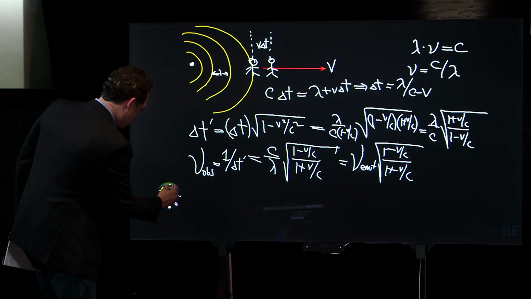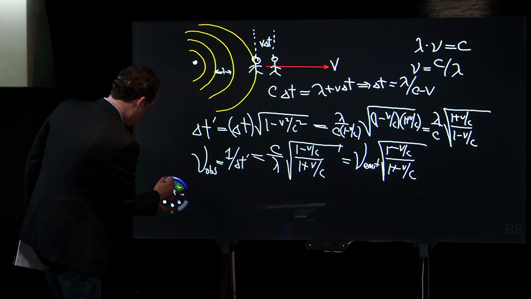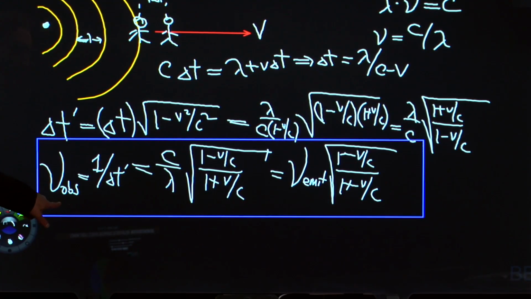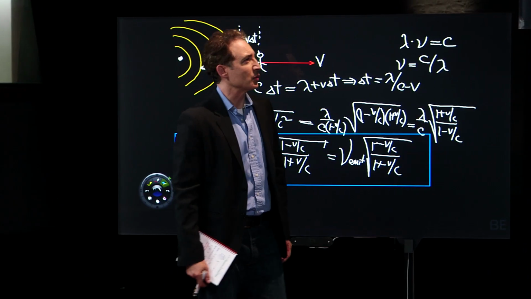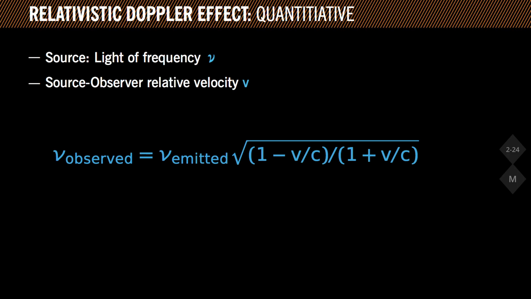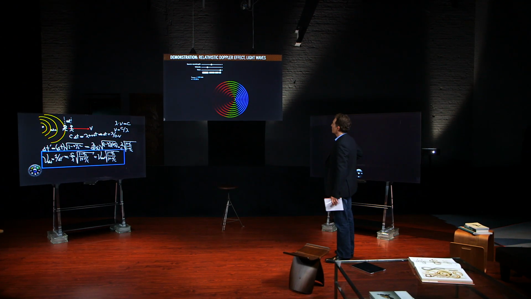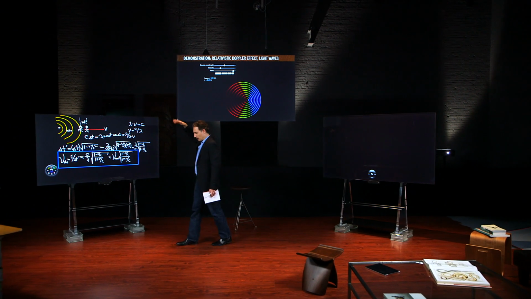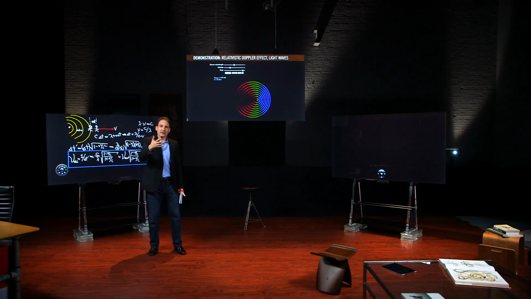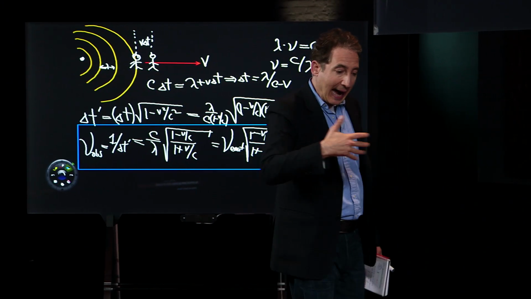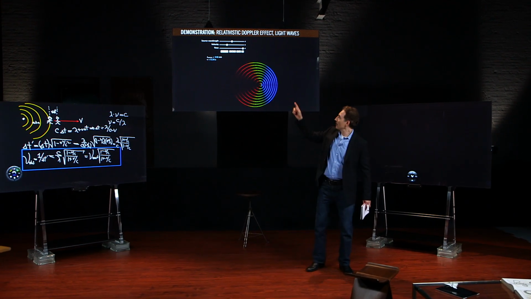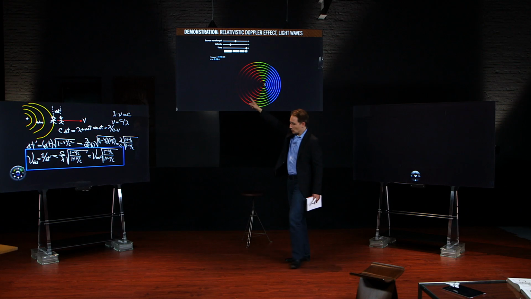times square root of 1 minus v over c divided by 1 plus v over c. And indeed, that is the formula that we advertised, giving us the frequency observed in terms of the frequency emitted, a factor of square root of 1 minus v over c divided by square root of 1 plus v over c. And you can play with a nice little demonstration that I will leave it to you to manipulate, where you can choose the velocity of the source, you can choose the wavelength of the light that it's emitting, and you'll be able to see how the frequency of the light changes depending upon whether the source is coming toward you. That would be if you were in this location, or if the source is moving away.